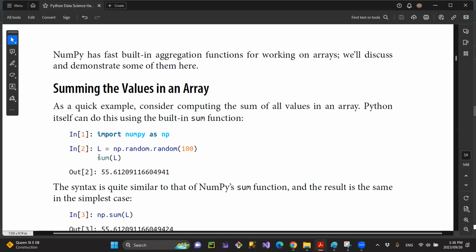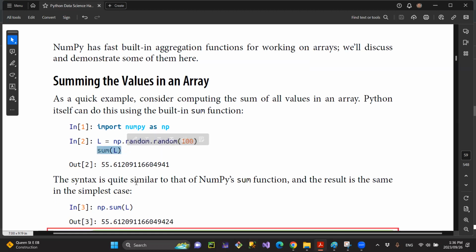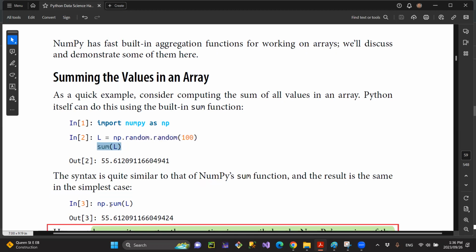Okay. We have the Python sum of L and we have another way. We have np.sum of L. And they both should give you the same result, right? Which one do you prefer? Raleigh, what do you think? Just say, do you like to use the Python version or the NumPy version? I like to use the Python version.